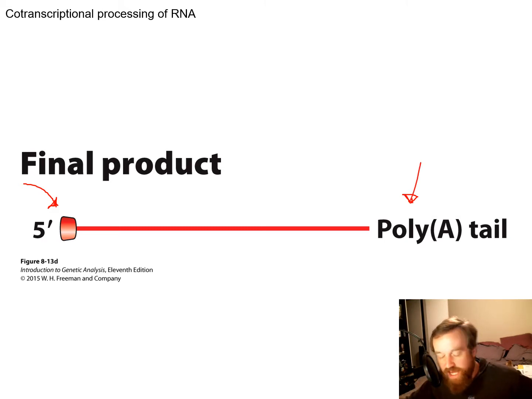Now, the role of the cap, like I said, is as a recognition site, and this helps the mRNA be transported out of the nucleus and into the cytoplasm, where it will then be translated into a protein. And the role of the poly A tail is to provide a bit of protection from degradation and breaking down of these mRNAs.